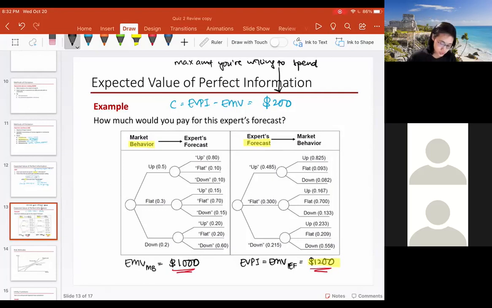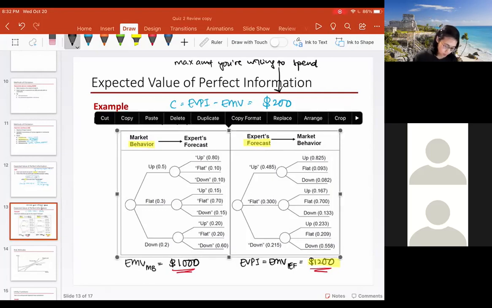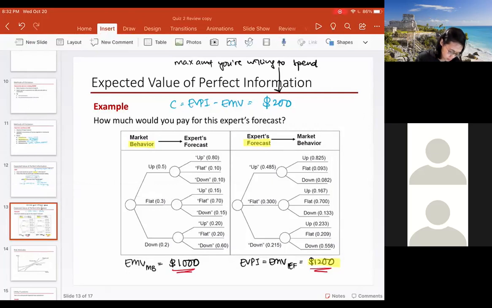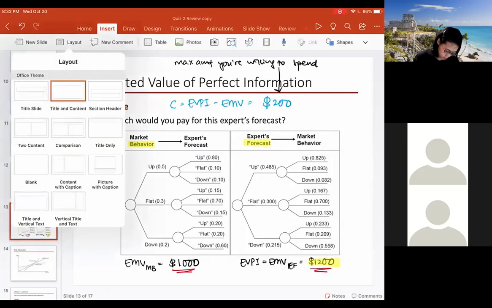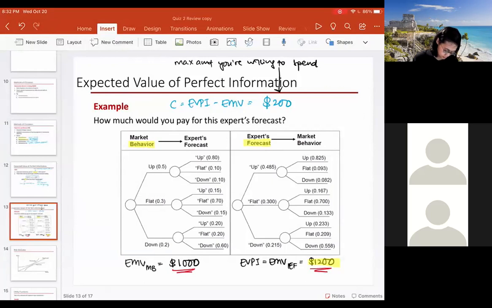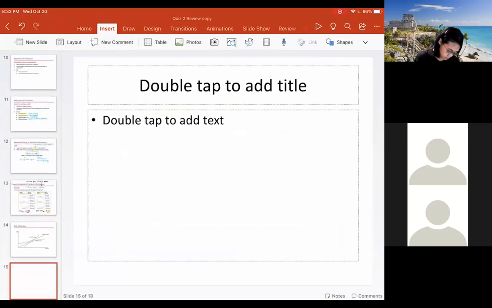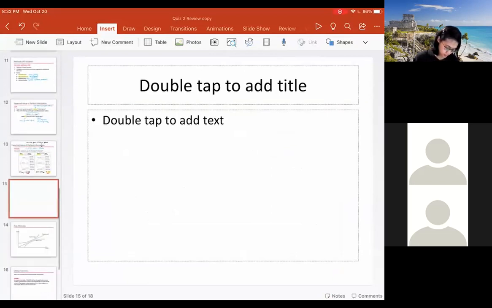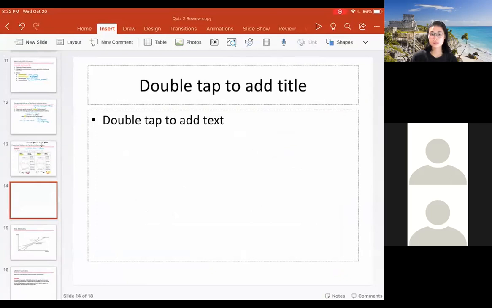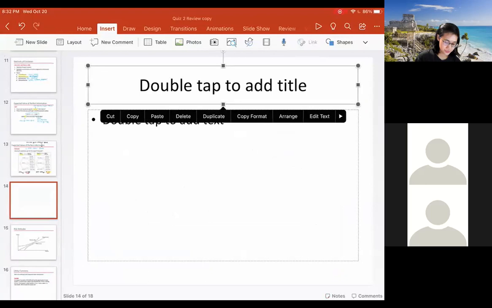Just a quick question on that last problem. The expected value of perfect information is not how much you would pay. It is what the expected value is if you have perfect information. Correct. And then how much you would pay would be a different question. Got it. Correct.